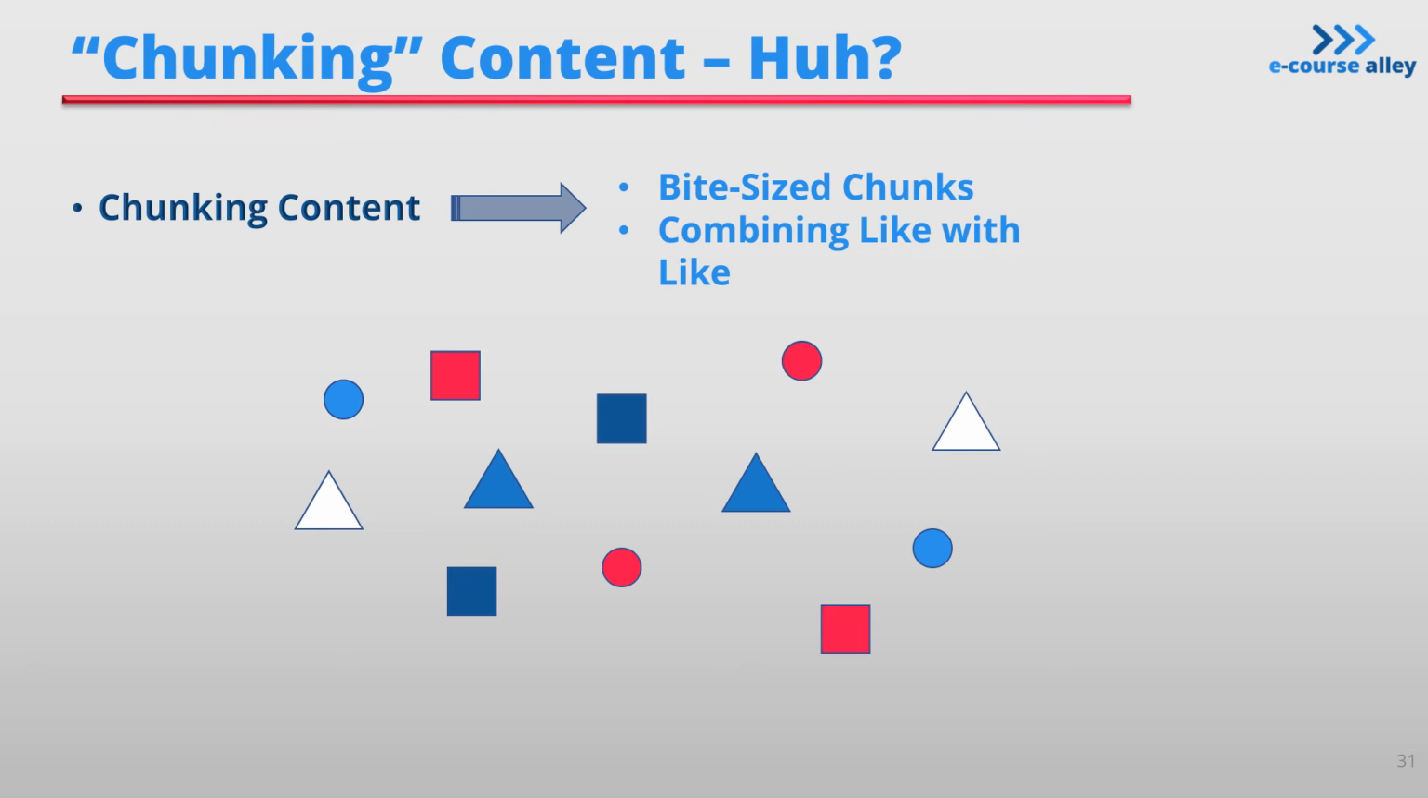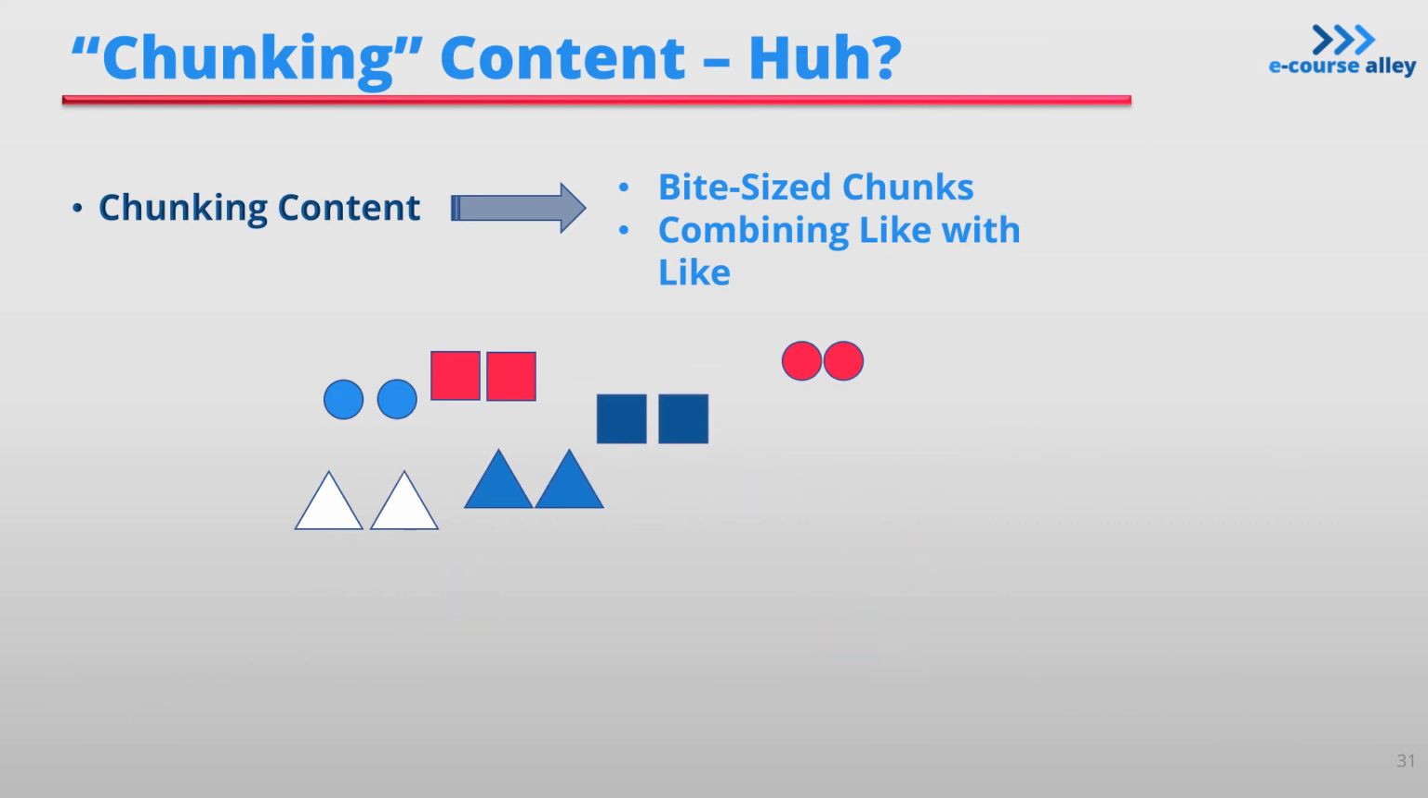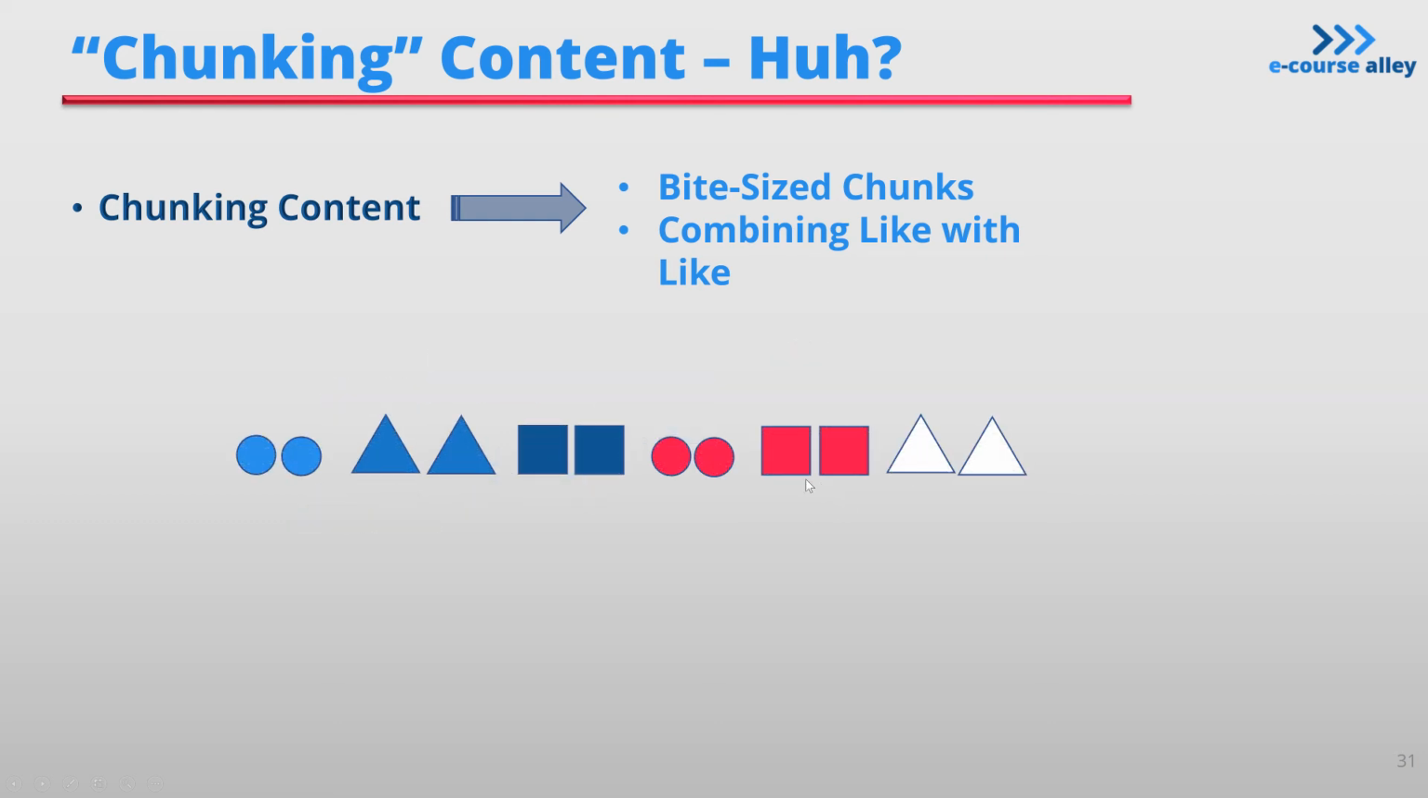Conceptually, it may look something like this. So we've combined the similar colors here in our analogy. And this is assuming we chunk the content for these shapes and then put them into a logical sequence, like this. So in this lesson, we are going to talk about a few ways to do this effectively.